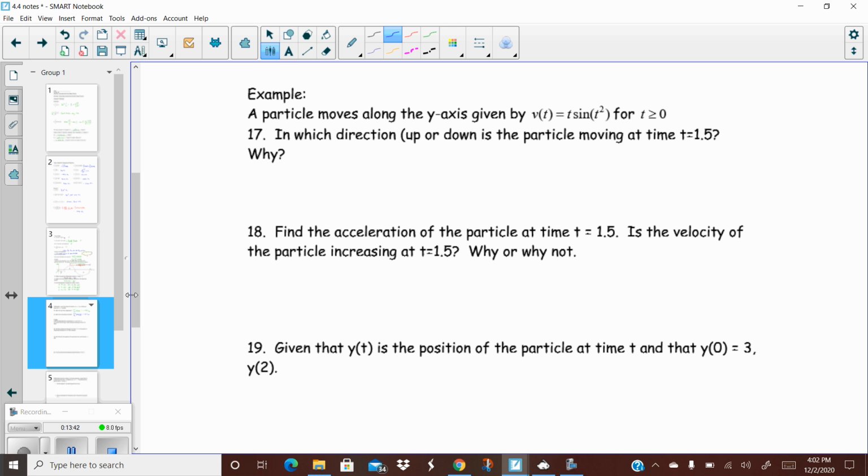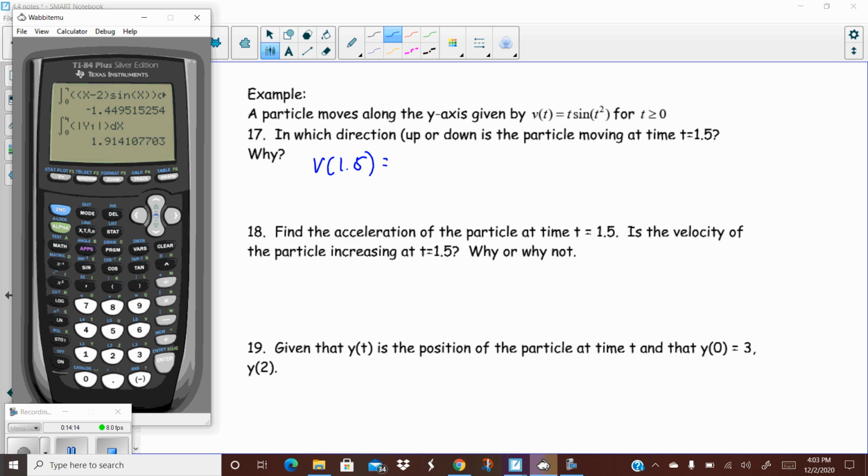Well, if we want to know the direction a particle is moving, you need to know the velocity, whether the velocity is positive or negative. If the velocity is positive, it's moving in the positive direction. If the velocity is negative, it's moving in the negative direction. Since we're talking about up and down, up is considered to be positive, down is considered to be negative. All we have to do is plug 1.5 into our velocity function. So we'll do v of 1.5, and it is not necessary for you to show the calculations. You just plug the stuff into your calculator.